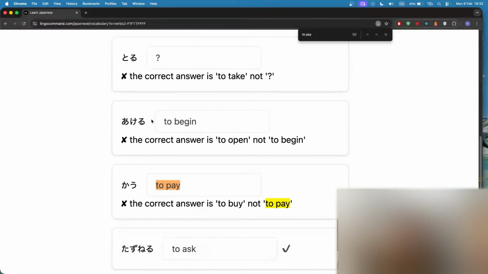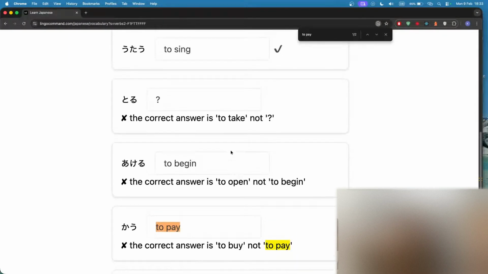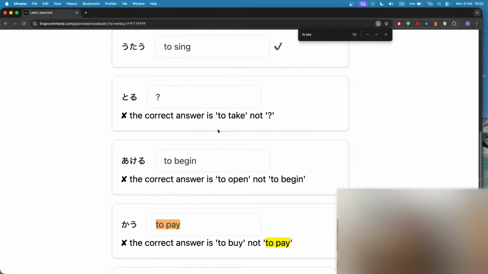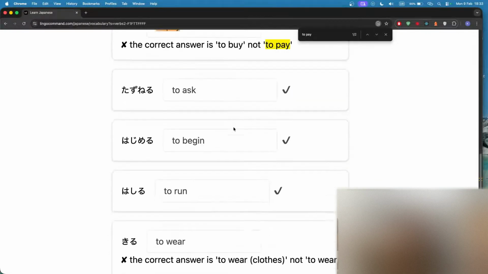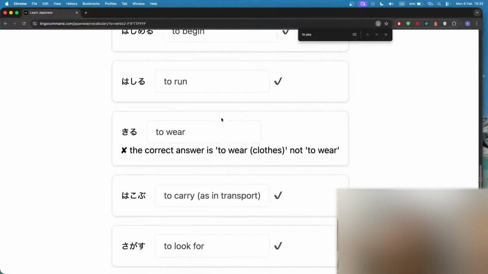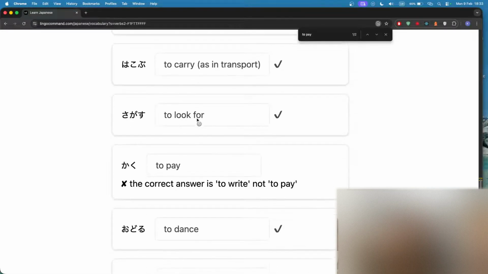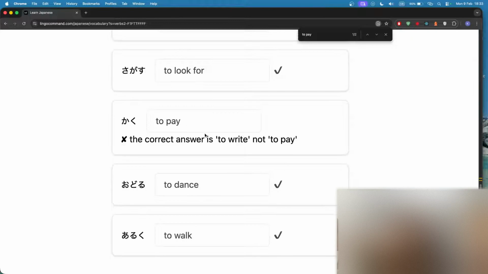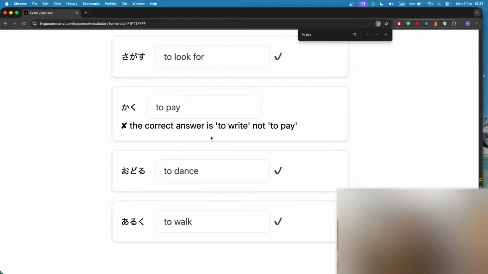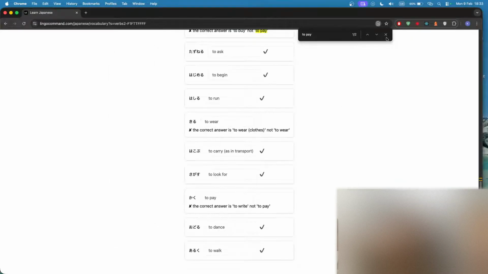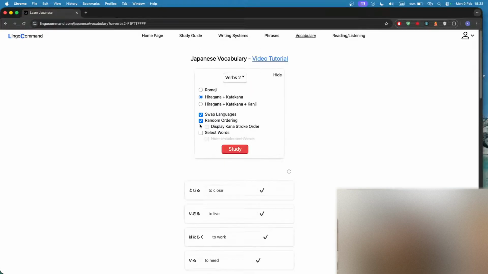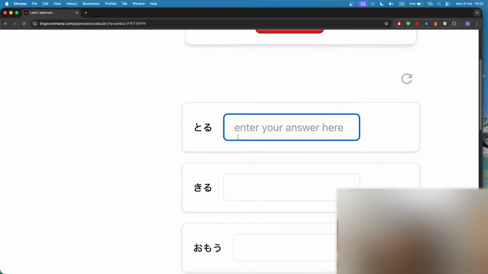So akeru is to open. Toru is to take. Kau is to buy. To wear clothes, yeah, okay. Kaku is to write. Let's see if we can get higher than 80%. So we're going to reapply random ordering and go again.